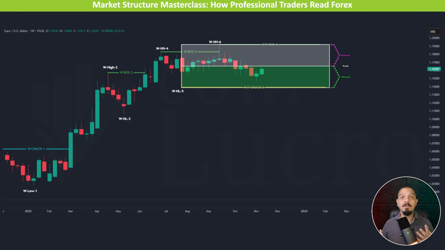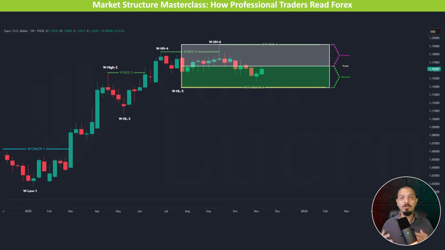Because of this, the current trading range of the market is defined by these two levels. The lower boundary of the range is Weekly Higher Low 5. The upper boundary of the range is Weekly Higher High 6. Price is currently trading inside this range, while the market develops the next correction phase. Understanding this range is important because it defines the key structural decision area for the market.